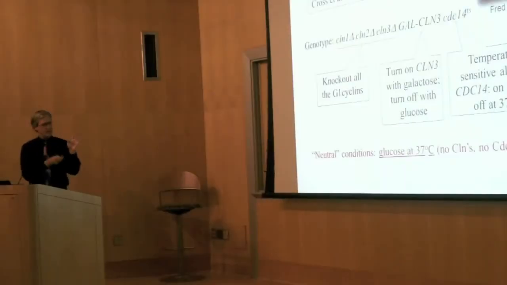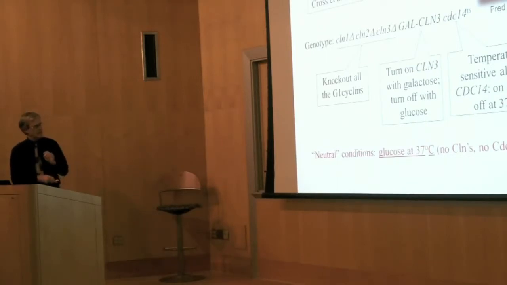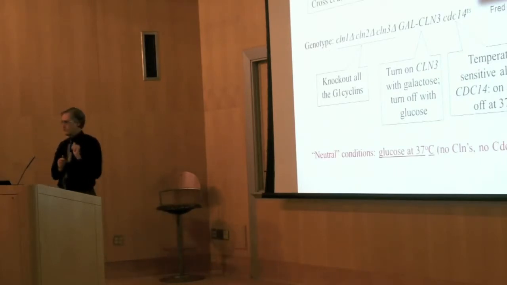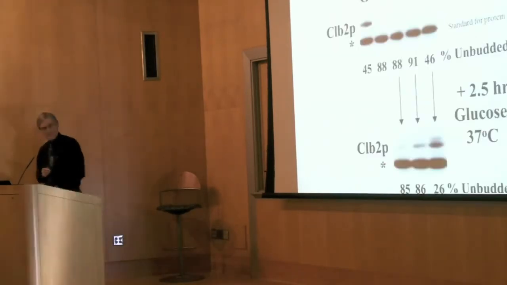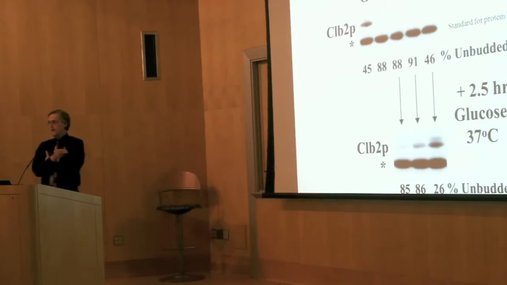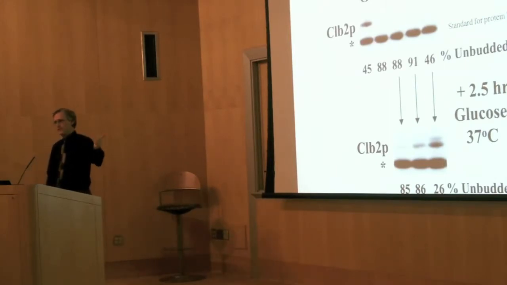This is a complicated genetic experiment, but the important thing to realize is when the cells are growing in glucose at 37 degrees centigrade, they don't have any Clins and they don't have any CDC14. So that's the neutral condition that I was telling you about. Now, here's the experiment. First of all, he grows cells in galactose at 23 degrees. In galactose at 23 degrees, they have Clin and they have CDC14, so they're perfectly happy. They live in galactose at 23 degrees.